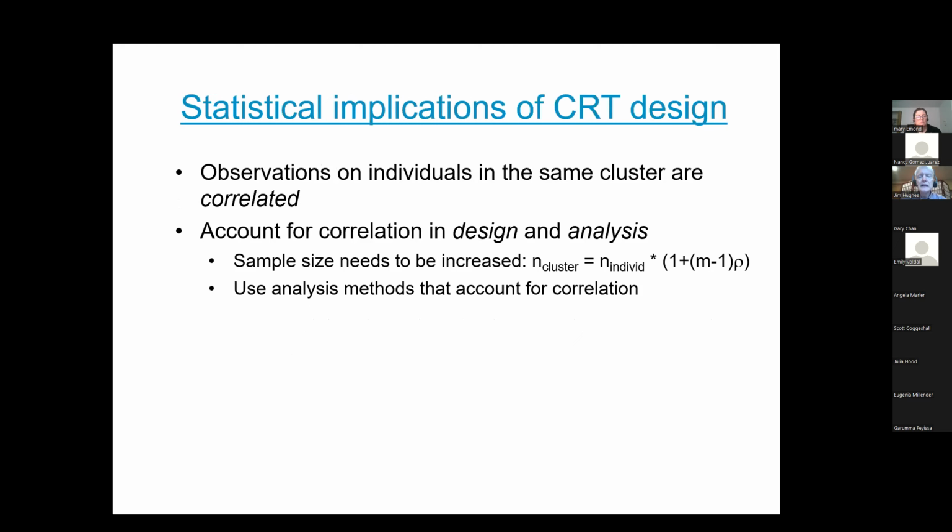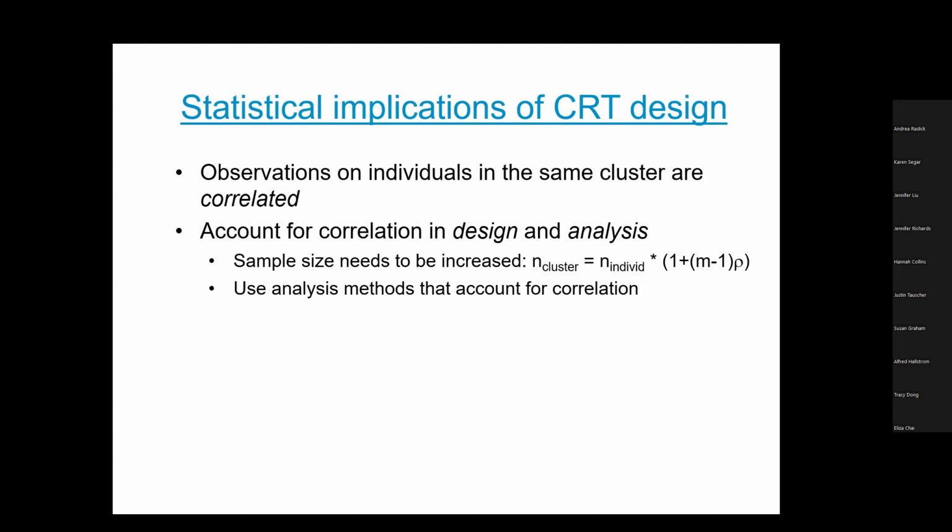So the key statistical implication of this cluster design is that you have to remember that individuals in the same cluster are going to be what we call correlated, or more alike, than individuals in different clusters. And that has really important implications for both the design and the analysis of cluster randomized trials. You can't use the really simplistic statistics that we use when we assume data are independent for a cluster randomized trial. Typically, sample sizes are larger in cluster randomized trials.